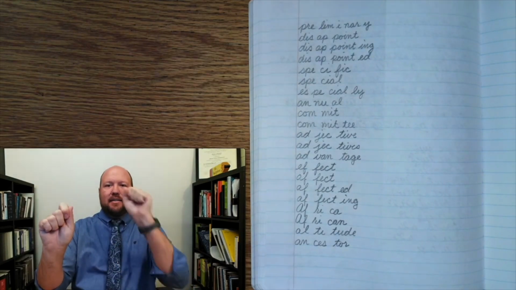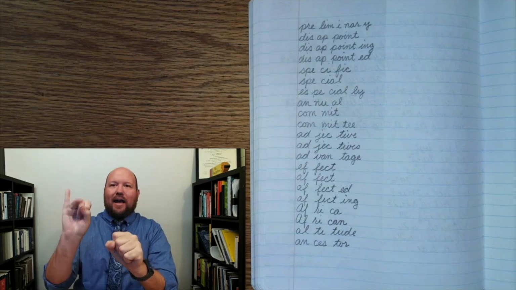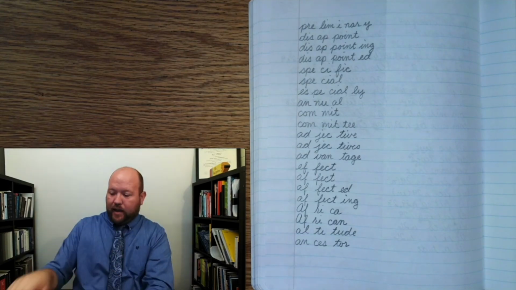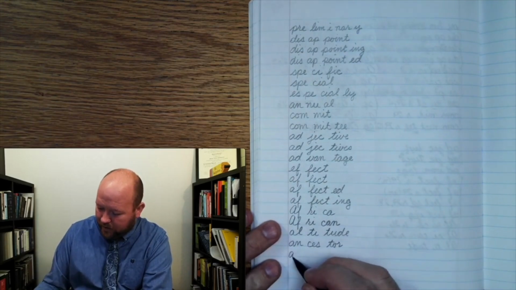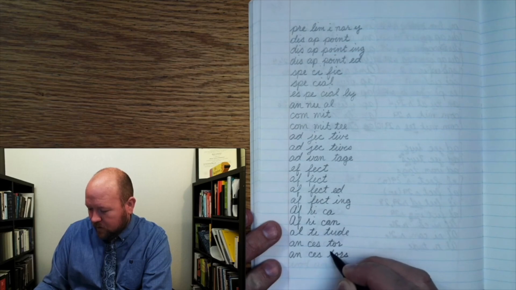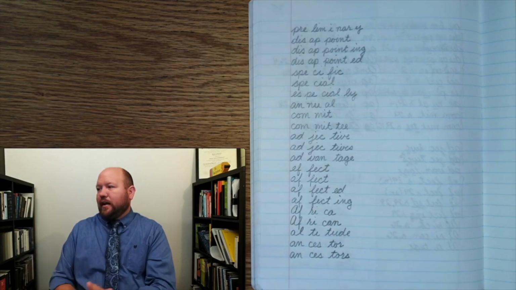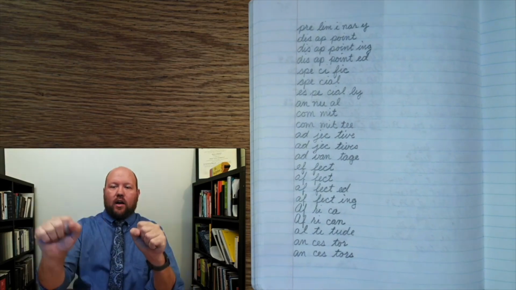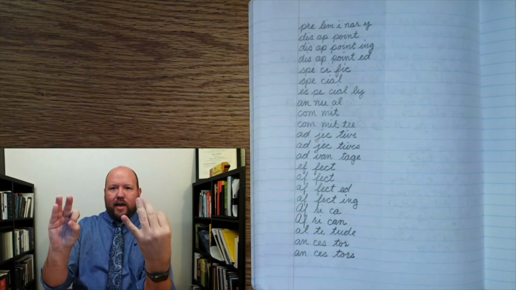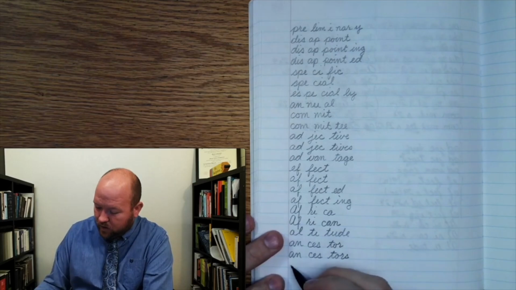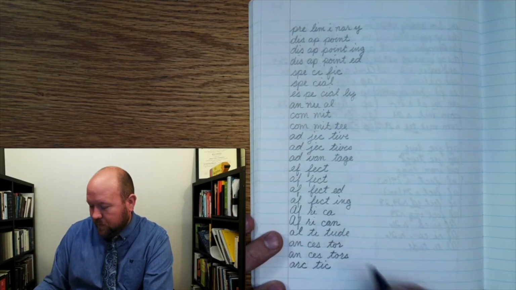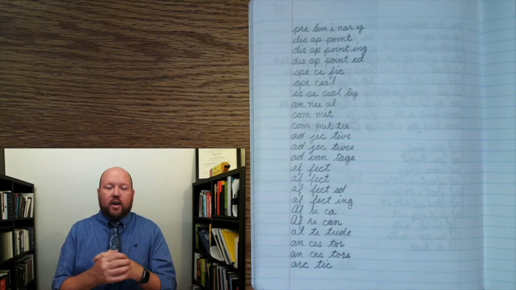Ancestors. Next word, arctic. Arctic. Next word, Arctic Ocean.